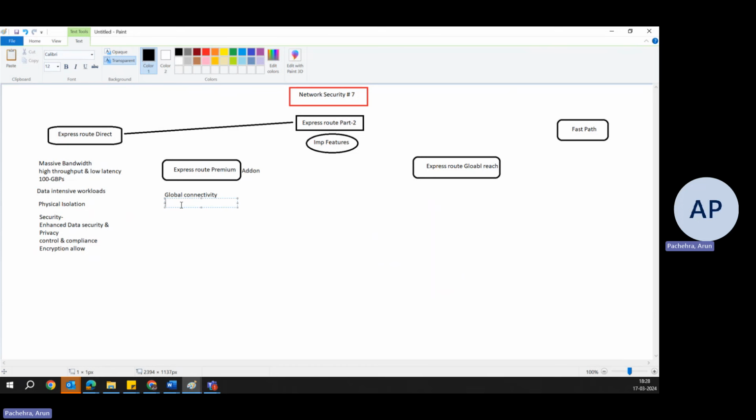So that's fine. Now we understood this point, but what about the security? Isn't that the main thing that we are covering here? Well, you are absolutely correct. For security, we can simply state the first point as enhanced privacy and data sovereignty. Why? Because global connectivity with ExpressRoute Premium maintains data within the Microsoft network, reducing exposure to the public internet and adhering to data sovereignty laws by allowing access to geographically specific Azure regions. So, enhanced privacy and data sovereignty.